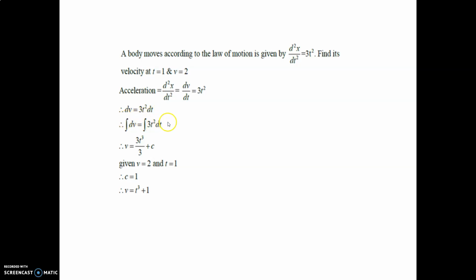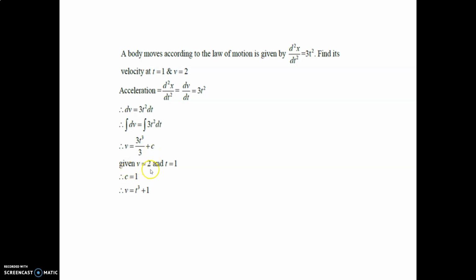Taking integration of both sides, we have ∫dv = ∫3t² dt. Now what is the integration of t²? Yes, it is exactly t³/3 + c. And what is the integration of 1? Yes, it is exactly v. Therefore, v = 3t³/3 + c.